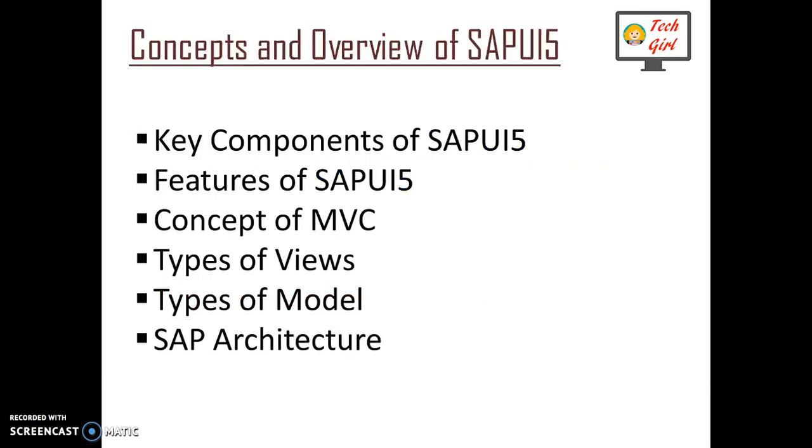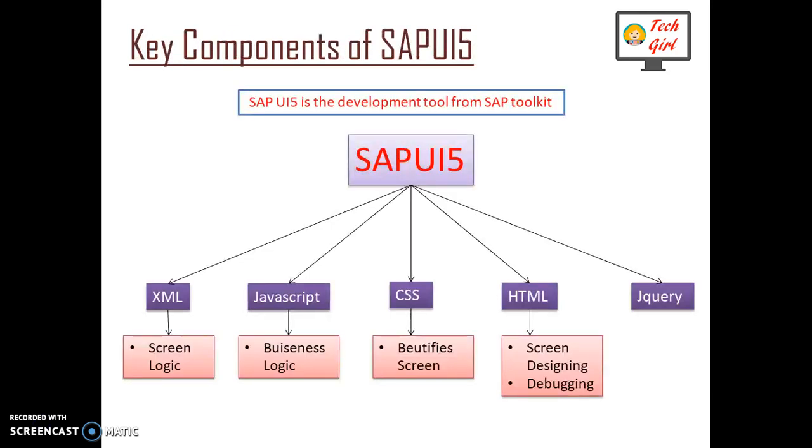The topics we are going to cover in this session are the key components of SAPUI5, features of SAPUI5, concept of MVC, types of views, types of models, and SAP architecture. So, what is basically SAPUI5? It is a development tool from SAP Toolkit. So, what is this toolkit now? We'll understand it when we go into the practicals further. But it is the same as a development tool like Visual Studio or any other development tool.